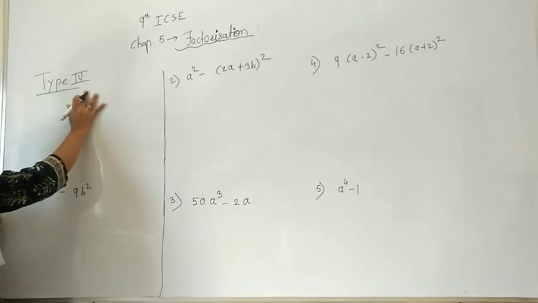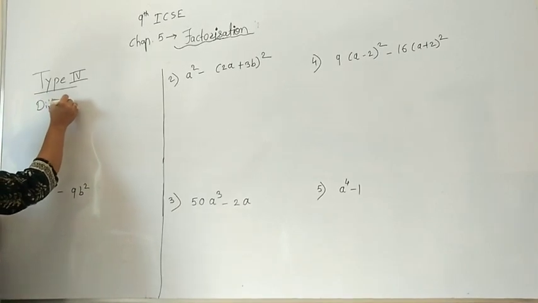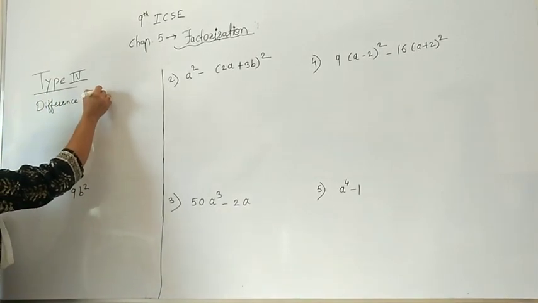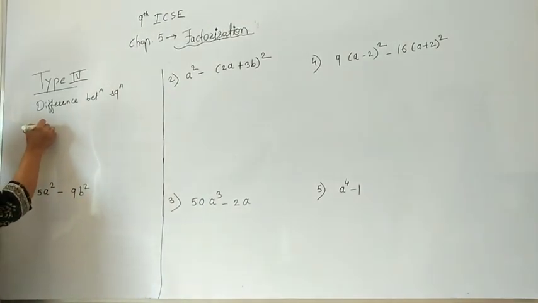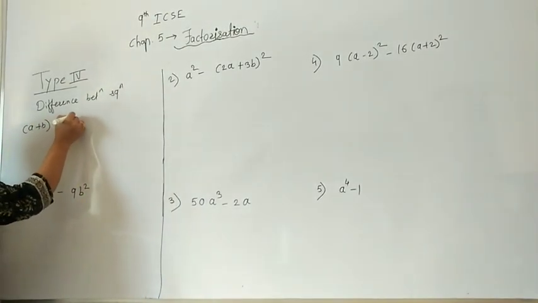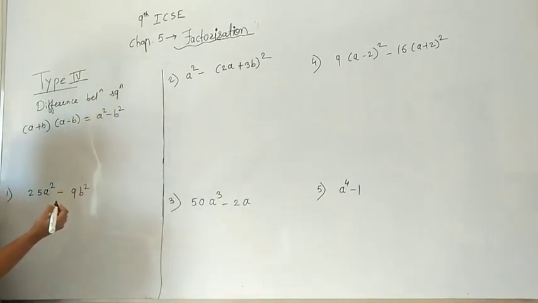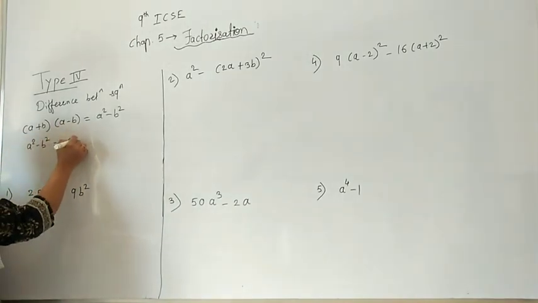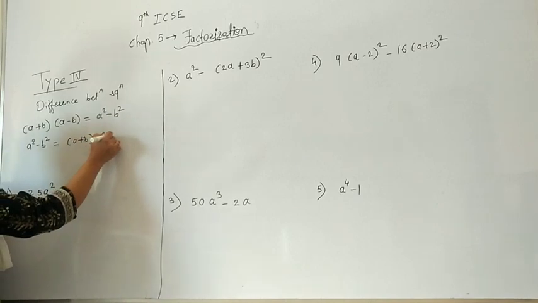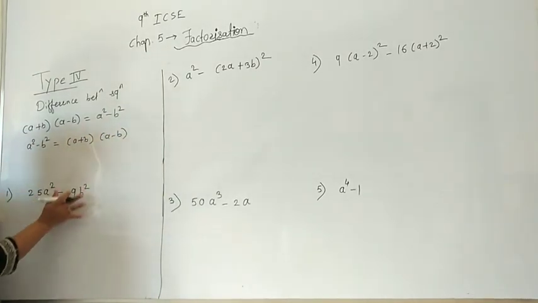Learn about type 4. Type 4 is based upon the difference between squares. For example, a plus b and a minus b will give a square minus b square. We can say a square minus b square factorizes into two brackets, a plus b and a minus b. So we have to use this fact in our exercise. Let's start with the exercise.